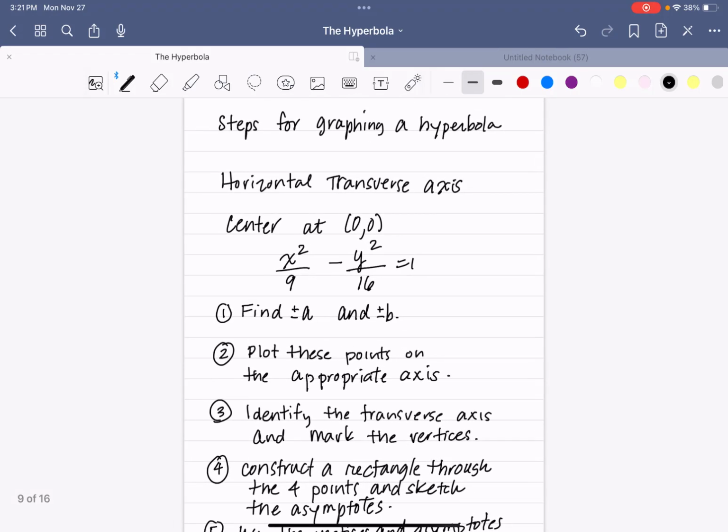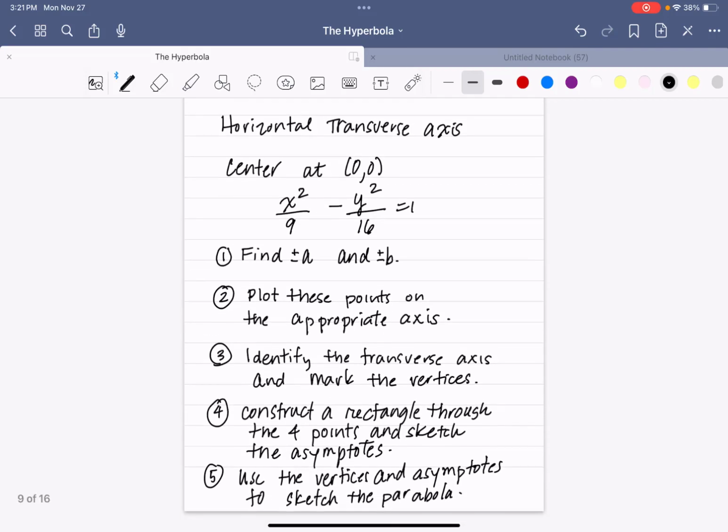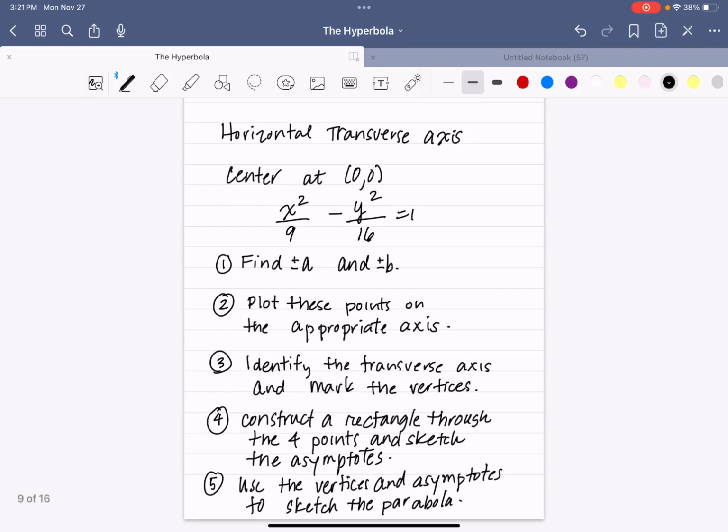So let's look at the steps for graphing. You kind of saw it when I sketched that other one, but the first thing you're going to do is find positive and negative a and positive and negative b. And those are going to be the points that you plot. Of course, in this case, a is under the x squared, so we'll put those on the x-axis, and b is under the y squared, because a is always the positive one. It's always going to be in that first denominator. Then we'll put the b on the y-axis here.